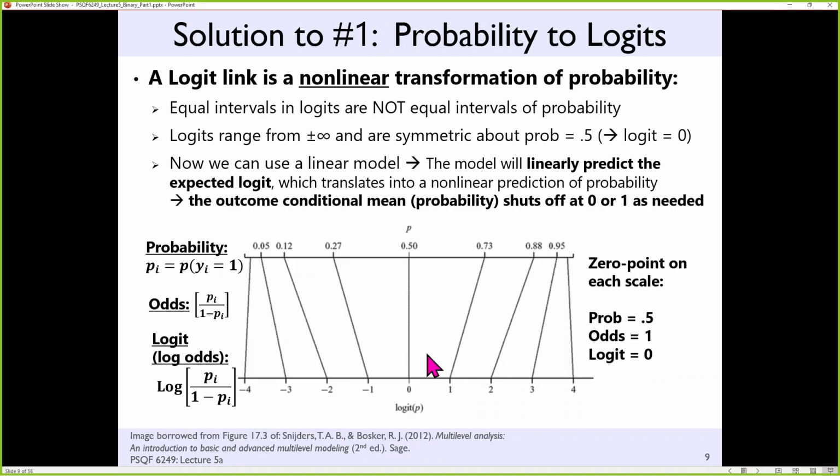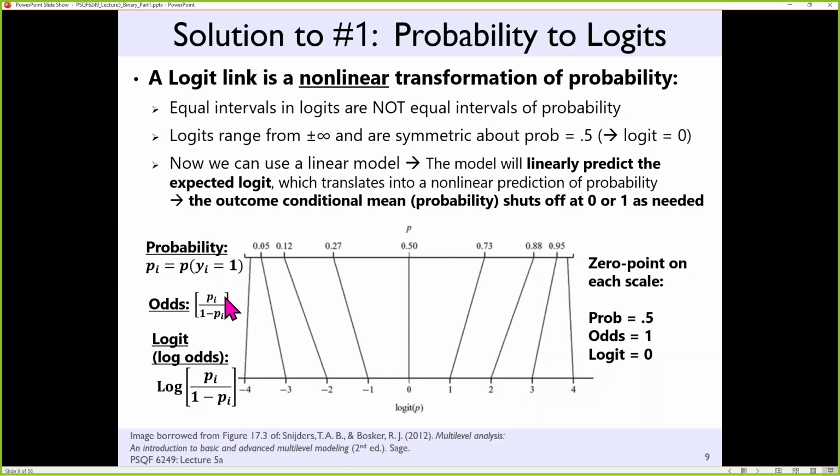So I like this picture. I actually stole this from a multi-level textbook on their chapter on how to do logit multi-level models. But the mapping of probability to logits is shown differently here, where probability is on the top and logits are on the bottom. So the point that I'm trying to make is that equal distances in logits, like if I go from 0 to 1 to 2 to 3, do not translate into equal distances in probability. The corresponding distances in probability get smaller and smaller and smaller. Even though logits can go on forever and ever, probabilities do not. So it's a nonlinear transformation.